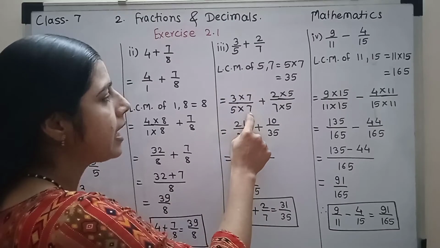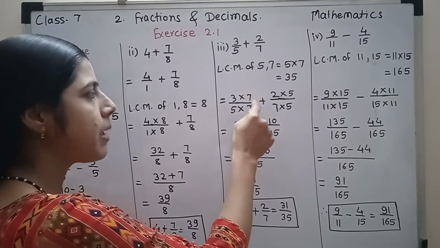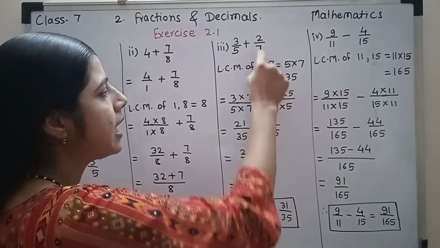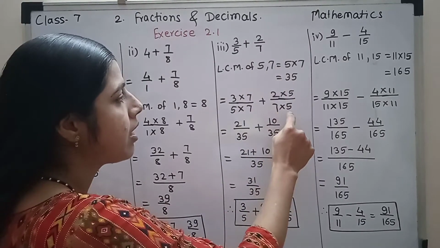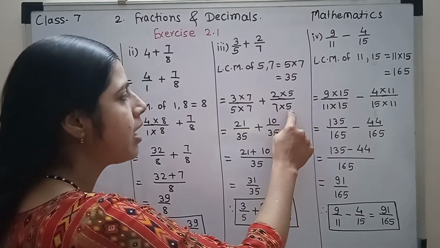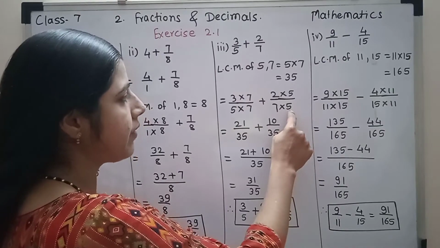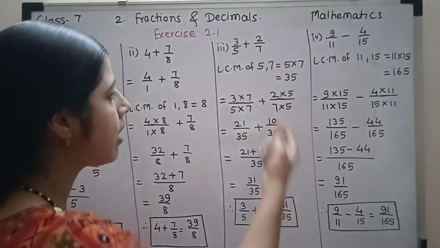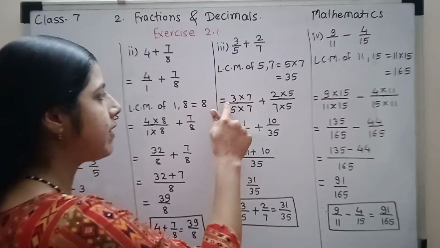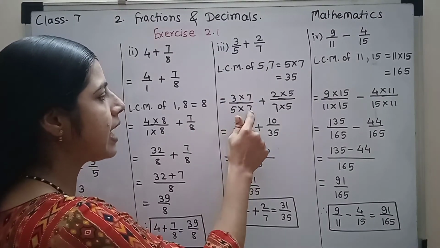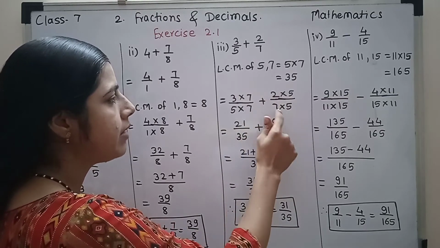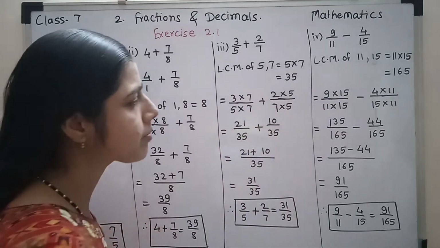As we multiply the denominator by 7, we should multiply the numerator by 7. Similarly, in the second fraction, we need to multiply with 5. As we multiply the denominator with 5, we should multiply the numerator by 5 only. Now, solving the next step, 7 threes are 21 divided by 5 sevens are 35, plus 2 fives are 10 divided by 7 fives are 35.